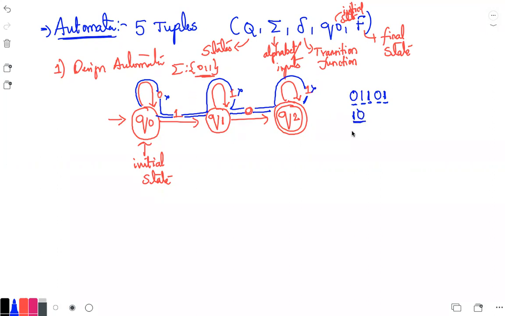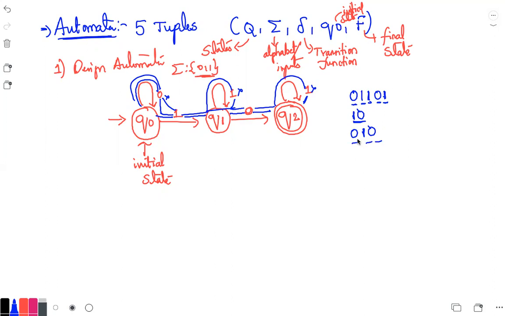In the same way, I can take 0. I cannot skip 1 because this is the only path to reach the final state. So I will take 1, but I will skip this one. I have the feasibility not to take this one. Instead, I go directly to 0. I will skip this one also. I will be in the final state with 0.